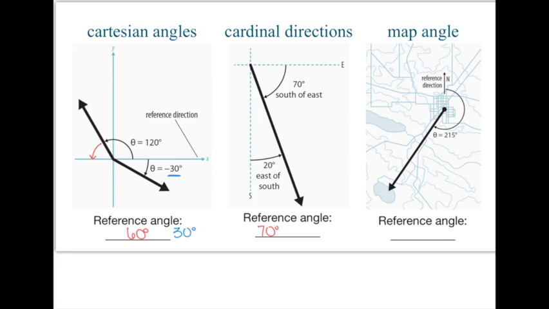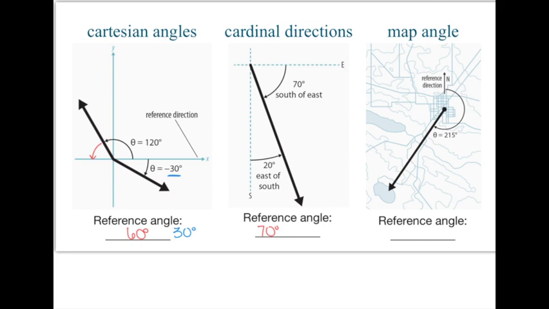Let's look at your map direction. So this is the one that I think confuses people the most. For cardinal, you'll notice that the movement just depended on what they told you, right? So for Cartesian, it's always starting at the x-axis going counterclockwise, unless they tell you negative, which they usually don't. Cardinal movement just depends on what they told you. South of east, 70 degrees, and east of south, 20 degrees, were actually the same exact angle. So it just depends on how they tell you to move as to what you're going to do.